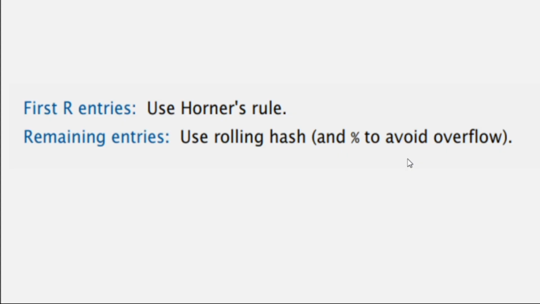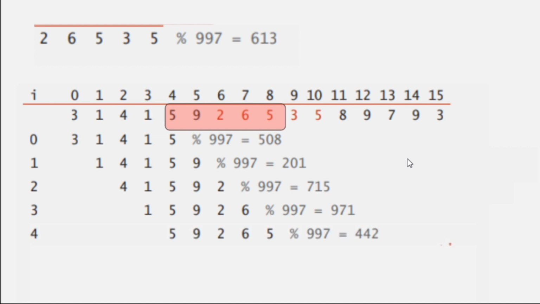For the first R entries, or the length of the pattern, we will simply compute its hash. It is also called Horner's rule. And for the remaining entries, we will just roll it one by one, like we did here.